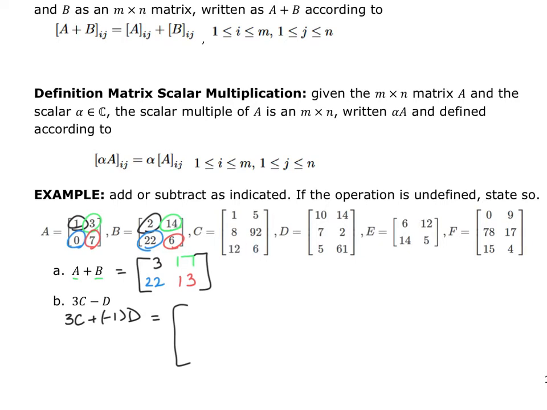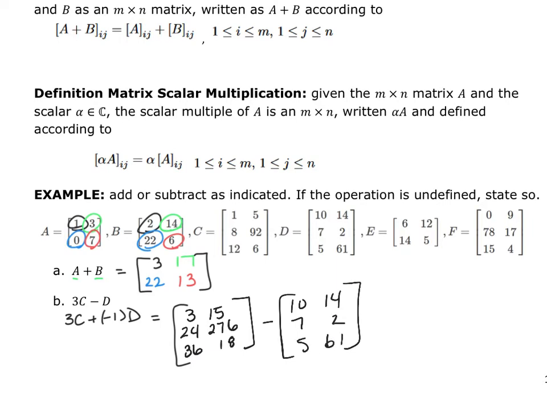So 3 times 1 is 3. 3 multiplied by 5 is 15. 3 and 8 is 24. 3 multiplied by 92 is 276. 3 multiplied by 12 is 36, and 3 multiplied by 6 is 18. And then I'm going to subtract off my second matrix, in this case D.